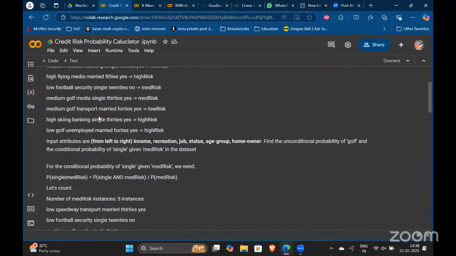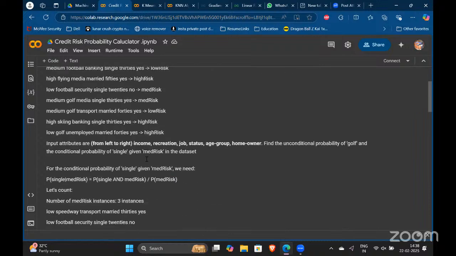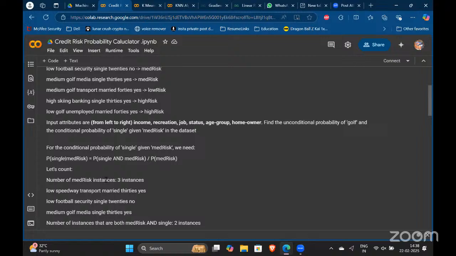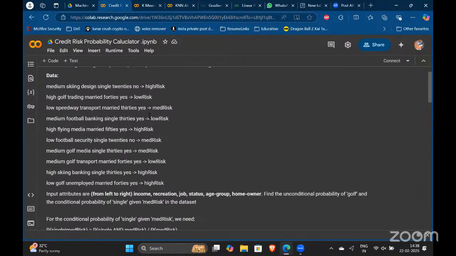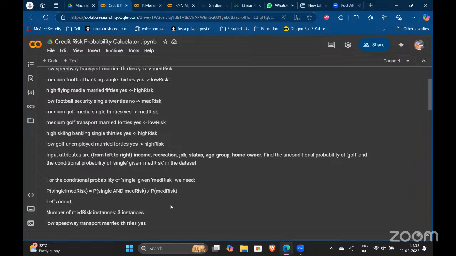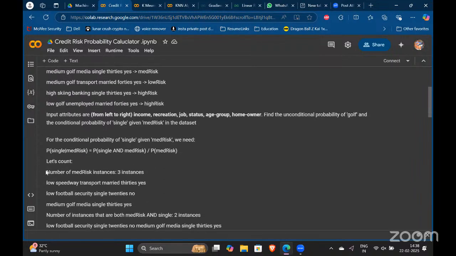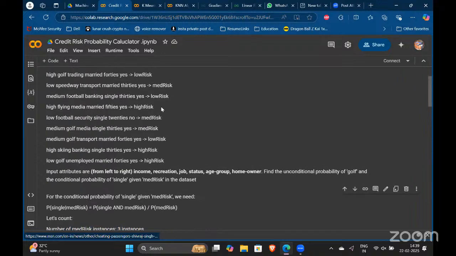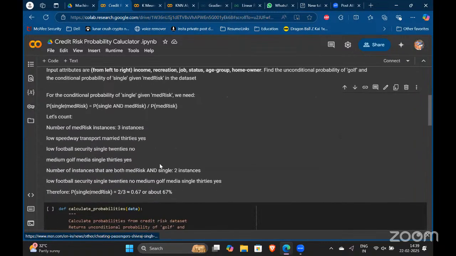So in these statements, you can see that P of mid risk is the number of instances of mid risk, which is 3 instances. You can see that we have one instance of mid risk, second, third. Only 3 instances of mid risk are there. So the P of mid risk will be out of how many values do we have? 1, 2, 3, 4, 5, 6, 7, 8, and 9. Out of 9, we have 3, right?